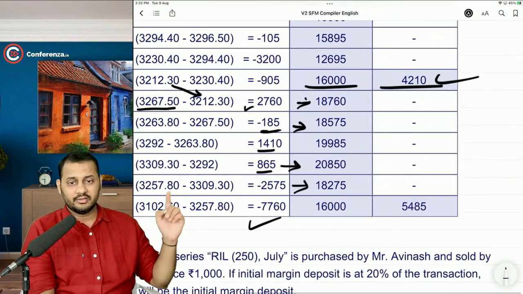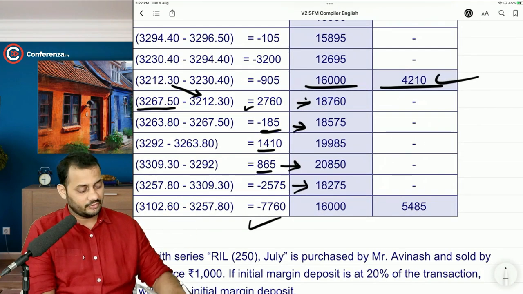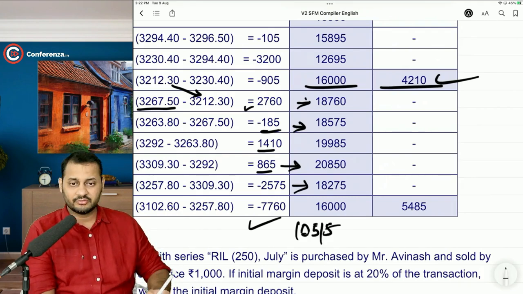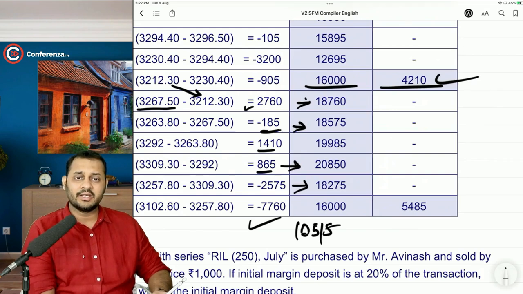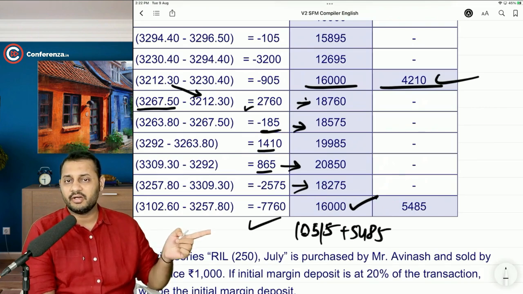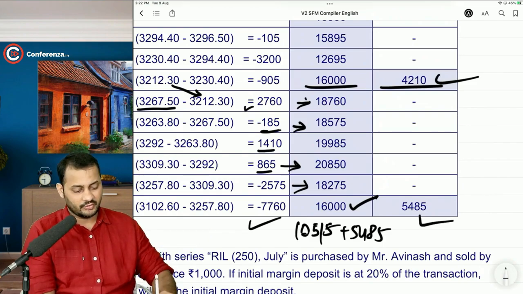Now what happened? When you deduct 7,760 from 18,275, the stock exchange realizes that the balance has come down to 10,515. Obviously, you will again get a call and you have to deposit so much so that your margin account gets leveled up to the initial margin level. So how much amount will you have to deposit? 16,000 minus 10,515. 5485 is the amount of call money.